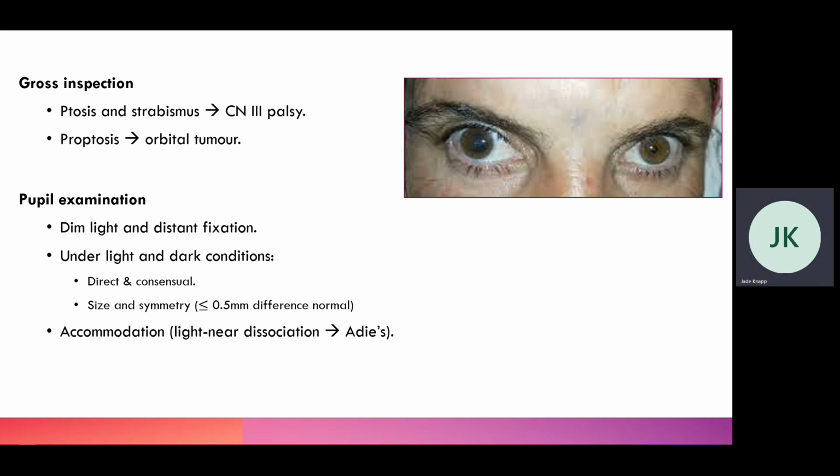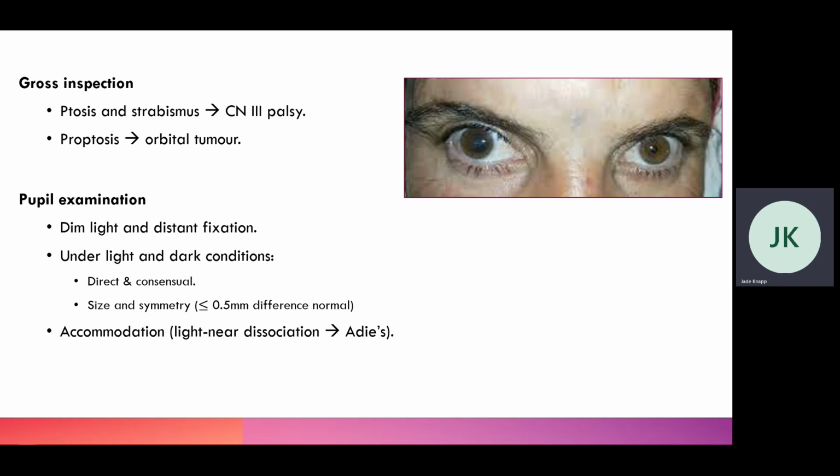You're going to test the direct reflex and the consensual reflex. We'll talk more about this on Friday. And what you're really looking at is size and symmetry, okay? So how much asymmetry is there? Is it up to 1 mil? Does it look like it's more than 1 mil? And is it different in dark lighting versus dim lighting?